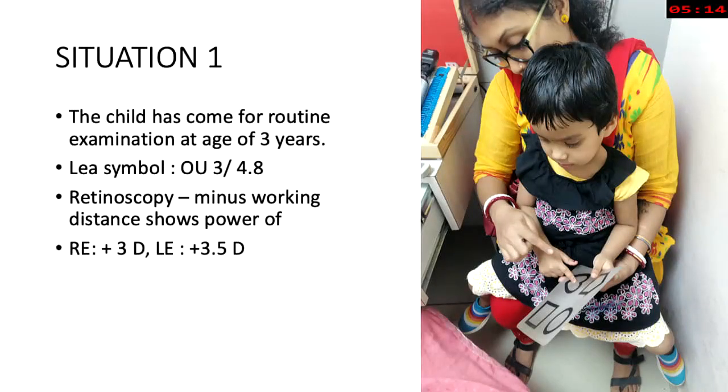So we will go through some situations. I would like to know your answer, but I think there is no mic for the audience. The child has come for a routine examination at the age of 3 years, and the LEA symbol chart shows that both eyes are 3 by 4.8. The retinoscopy shows a working power of 3 diopter and 3.5 diopter. What would you like to do? Like most of the patients, you would just watch the patient because the patient is asymptomatic, doesn't have esotropia, and the vision is fairly good.